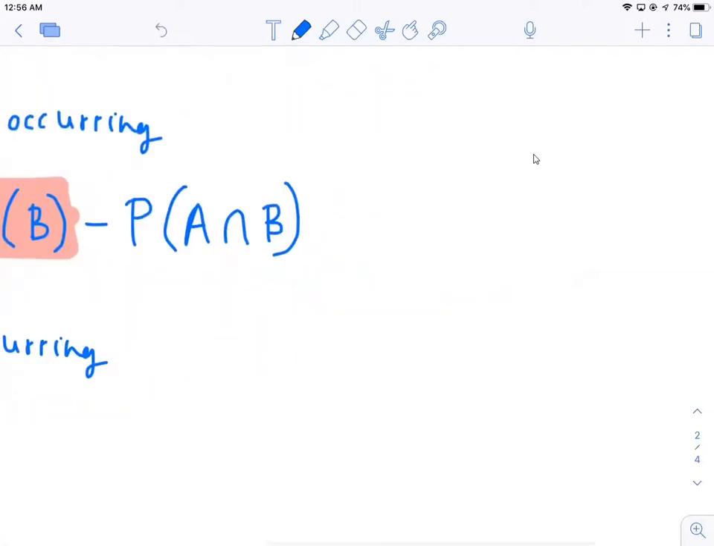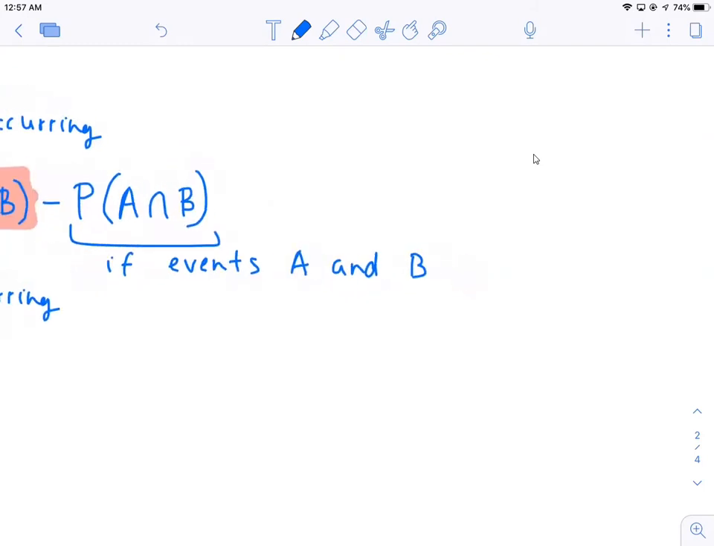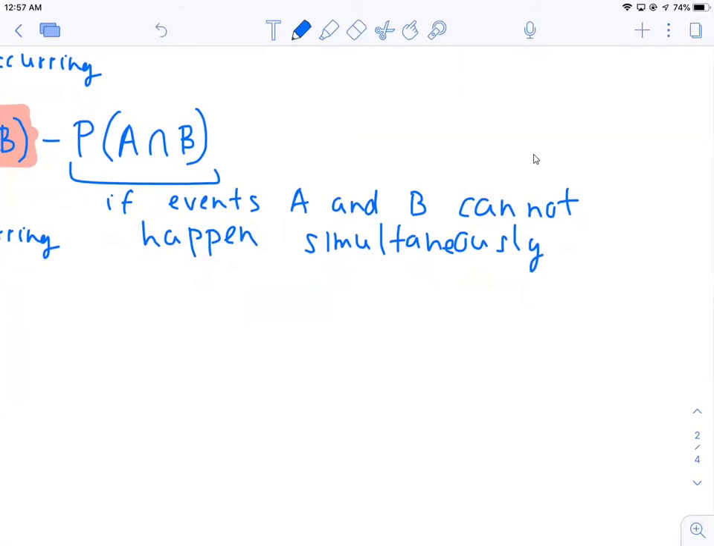And that was just talking about a special condition. If events A and B cannot happen simultaneously, and a lot of times that's going to be true, but not always, so you have to be careful. But if events A and B cannot happen simultaneously, then that's impossible, and the probability of A and B is going to equal 0. So that was what was in the notes on the first day.